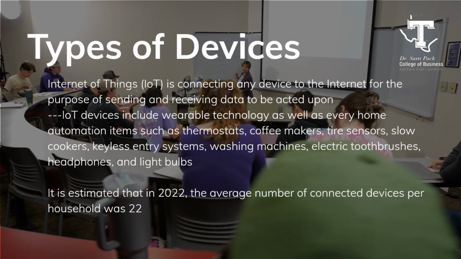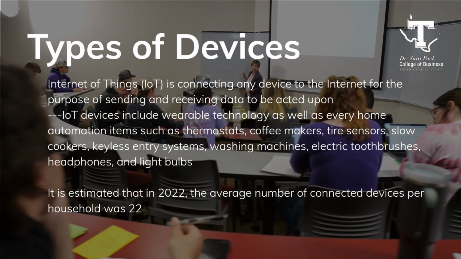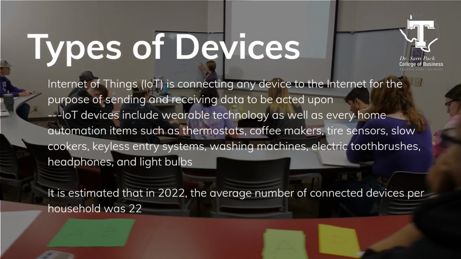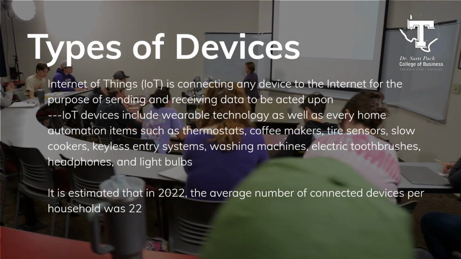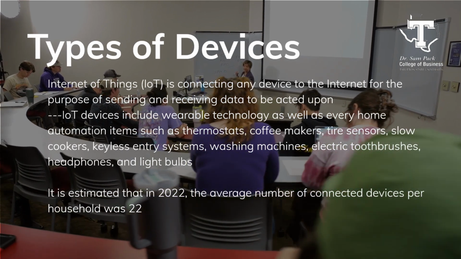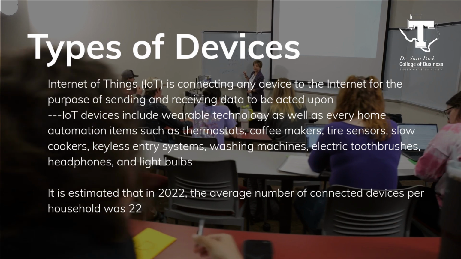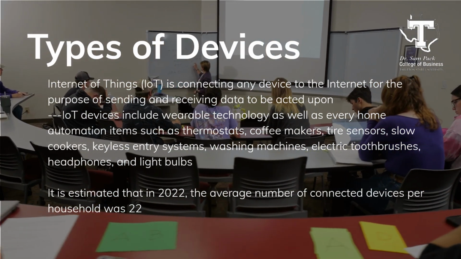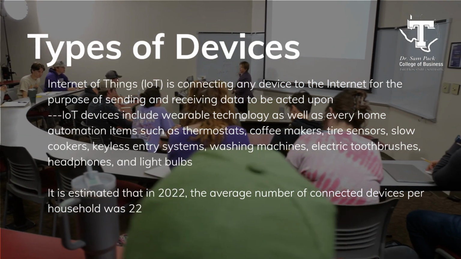Now, let's talk about the Internet of Things, or IoT. This concept connects everyday devices to the Internet, allowing them to send and receive data. Imagine your thermostat adjusting the temperature automatically or your coffee maker brewing your morning cup without you lifting a finger. IoT includes all sorts of gadgets, wearable tech, smart home devices like thermostats and washing machines, even things like electric toothbrushes and light bulbs. In 2022, the average household had about 22 connected devices. That's a lot of smart tech.